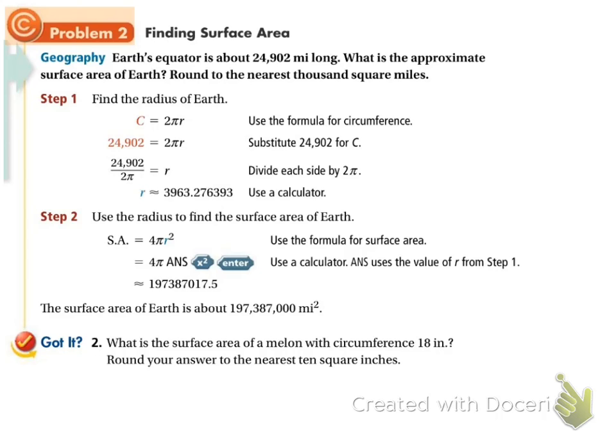We're going to find the surface area again, but with a little bit of extra. It says, what is the surface area of a melon with a circumference of 18 inches? Remember, the equation for circumference is C equals 2 pi r. That's one you should have memorized. Surface area is 4 pi r squared, and the only thing we need to plug into the surface area equation is the radius. So we can use the circumference equation to figure out the radius.